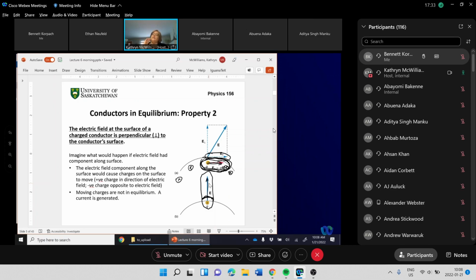Yeah, and this happens almost instantaneously. So it's not like we have to wait 10 minutes for these things to do this. It's very, very quick, because these charges have a lot of ability to move in conductors, and they can sort this out extremely quickly.